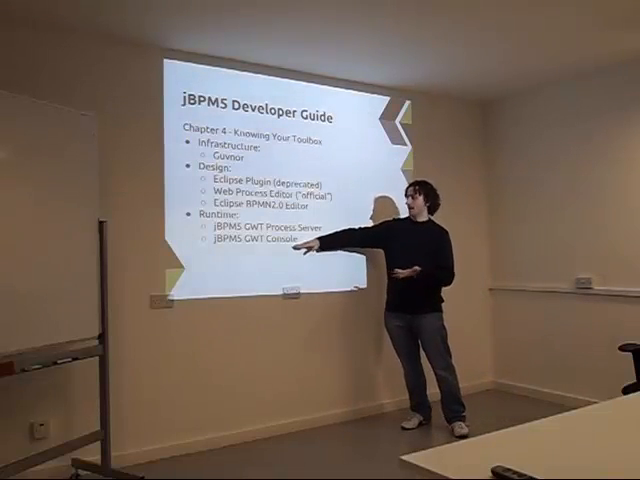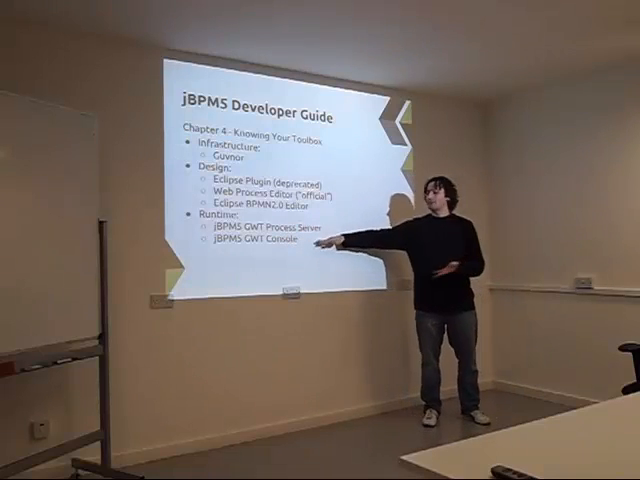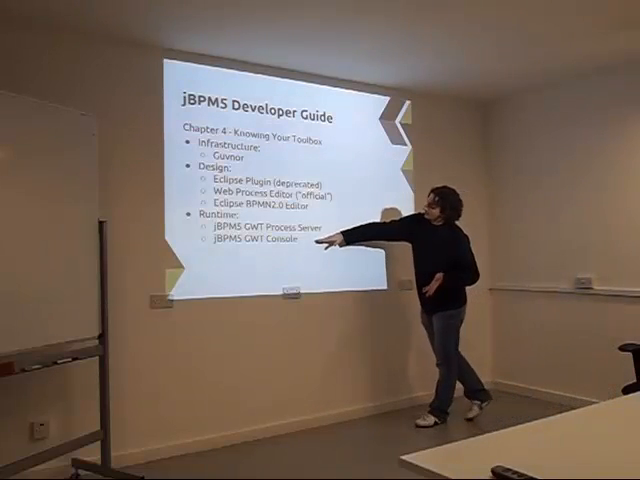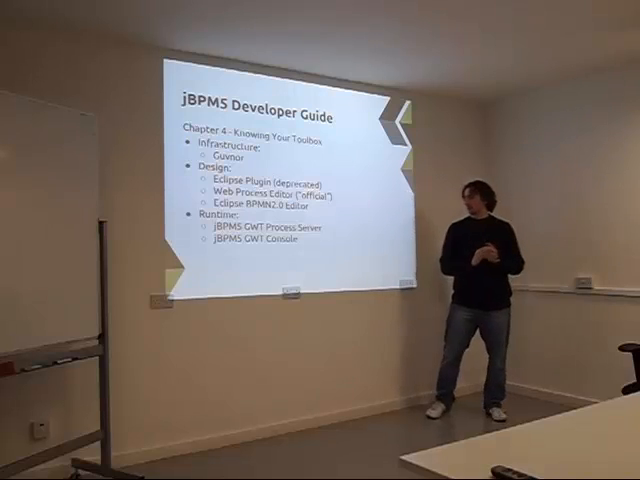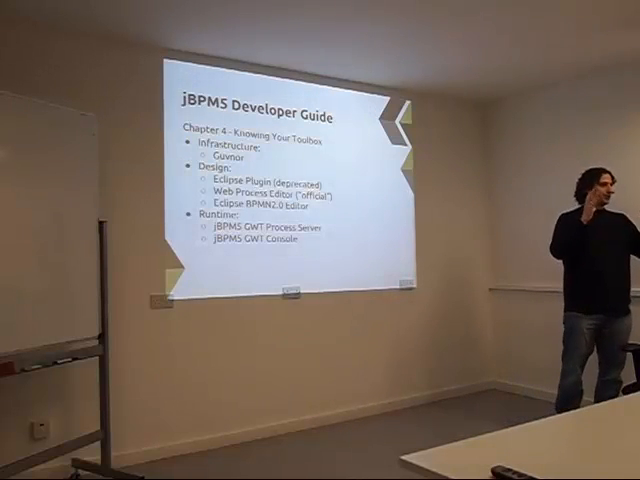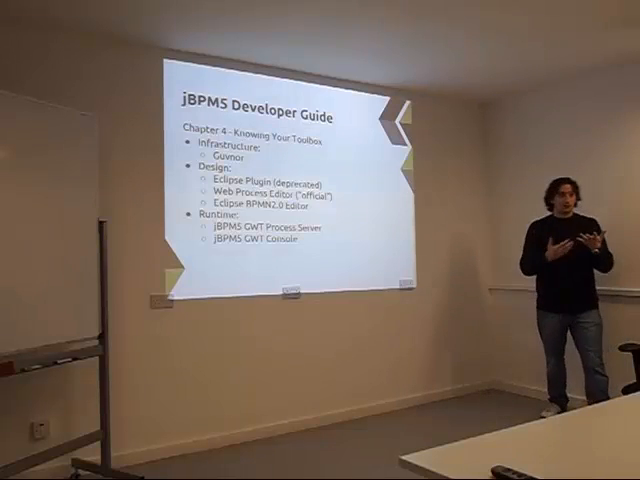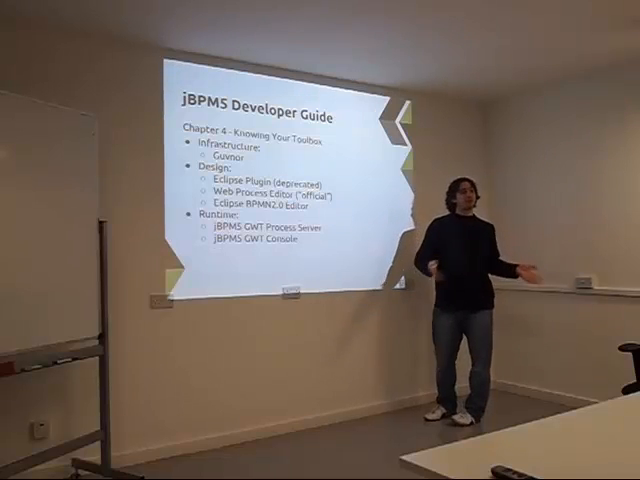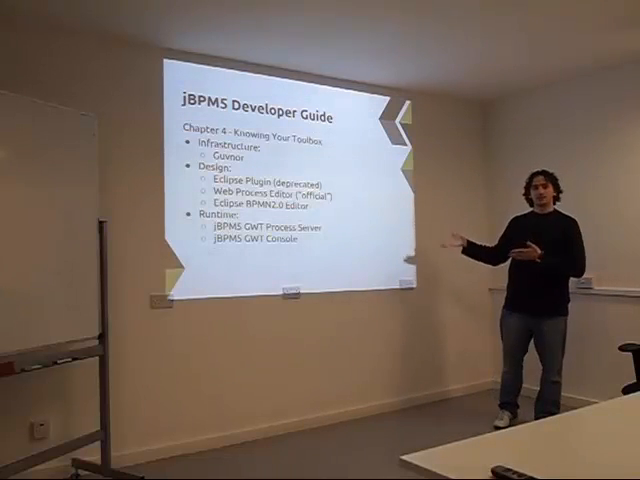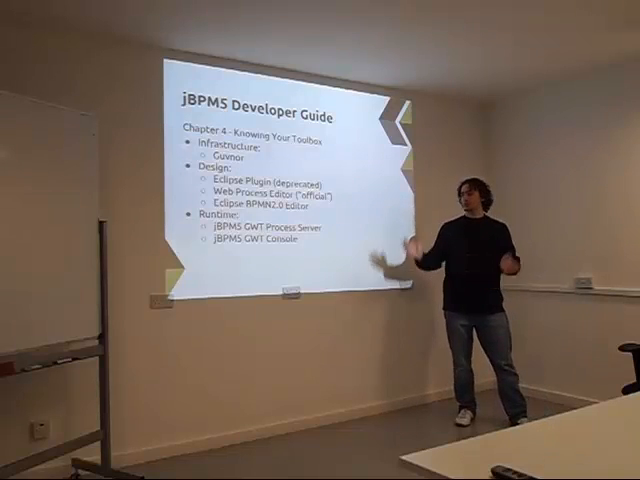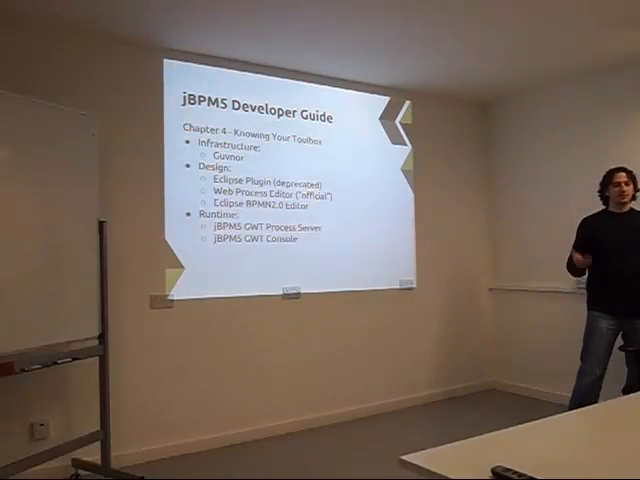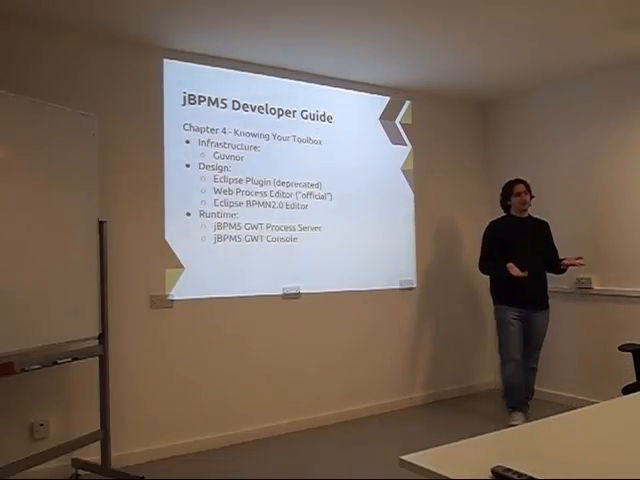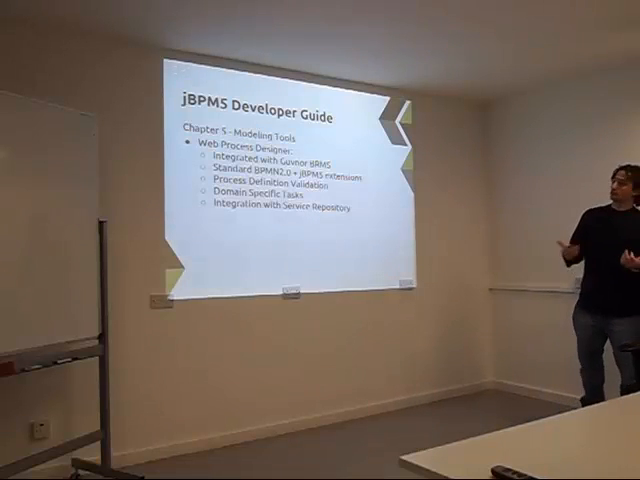And then you have the jBPM5 GWT console, and this is, yes, a web application built using GWT that uses all the services of the process server in order to give you a UI where you can run your processes. Okay. But again, if you want to have your own application, you don't want to use this predefined application to run processes, you can build your own application using the jBPM5 APIs. So again, all of this is not mandatory. Okay? You use what you want or what you need.